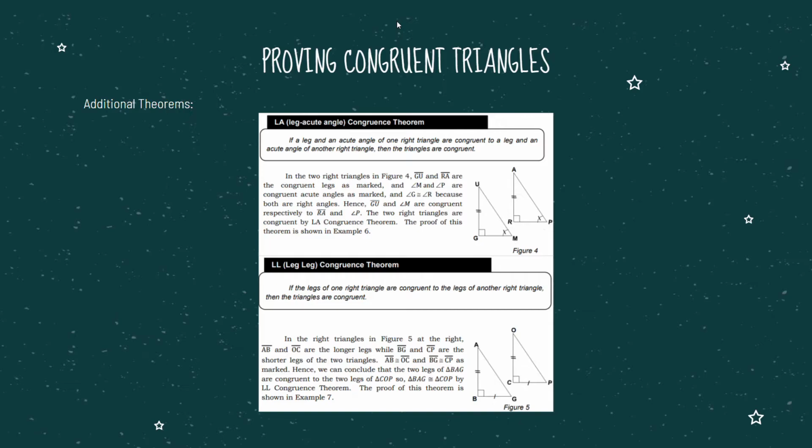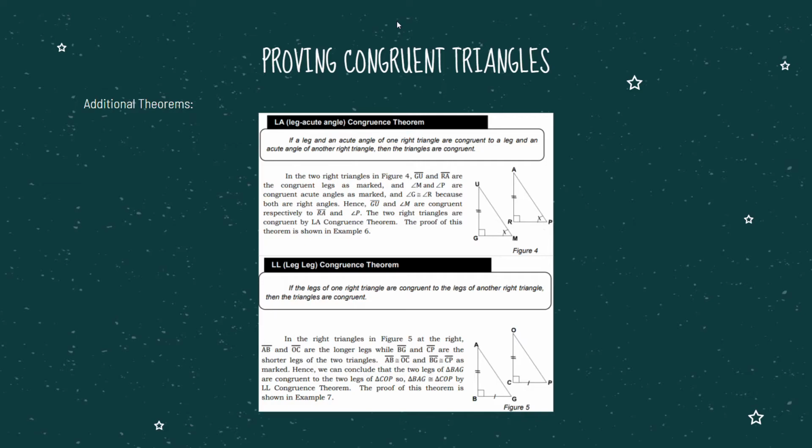In the two triangles in figure 4, line segment GU and line segment RA are the congruent legs as marked, and angle M and angle P are congruent acute angles as marked, and angle G is congruent to angle R because both are right angles. Hence, line segment GU and angle M are congruent respectively to line segment RA and angle P. The two right triangles are congruent by LA congruence theorem. The proof of this theorem is shown in example 6.